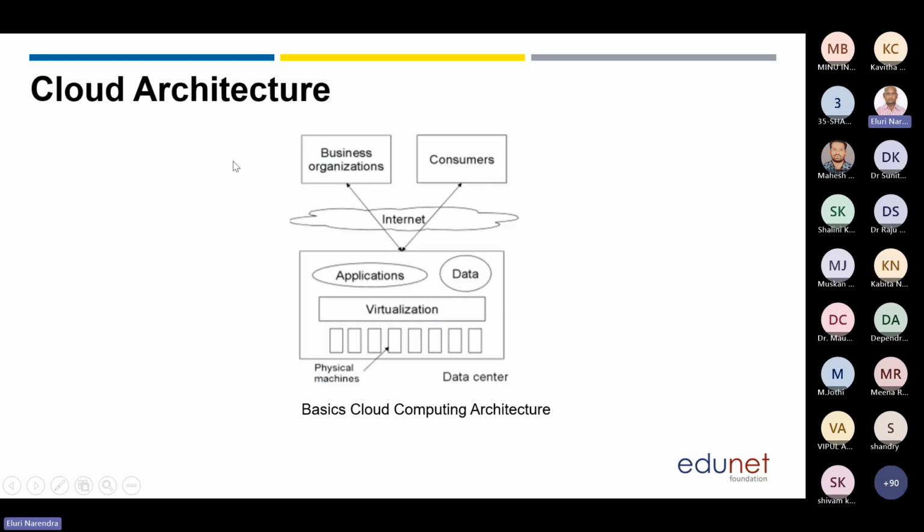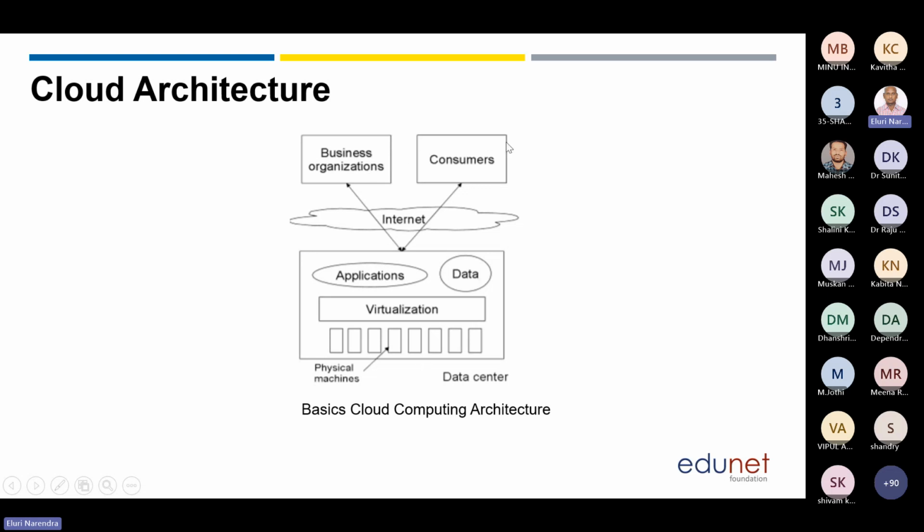So now I'm going for the standard architecture for cloud. In this diagram, I have this front end part, the business organizations and consumers. These two blocks I'm calling the front end. And this large rectangular box, I'm calling the back end.